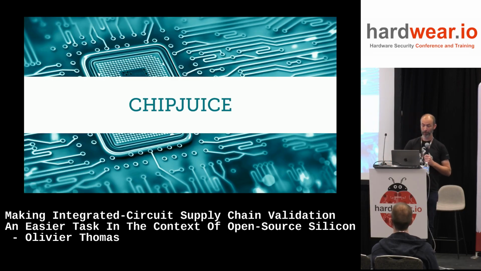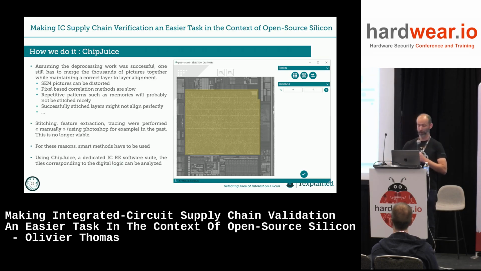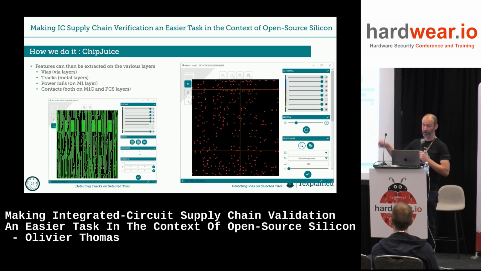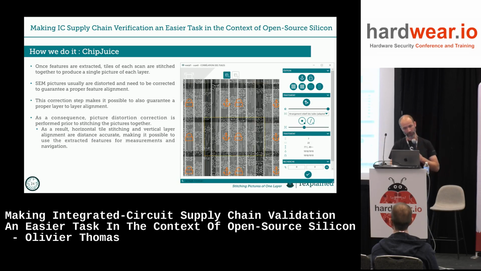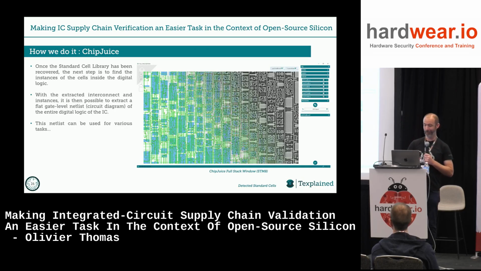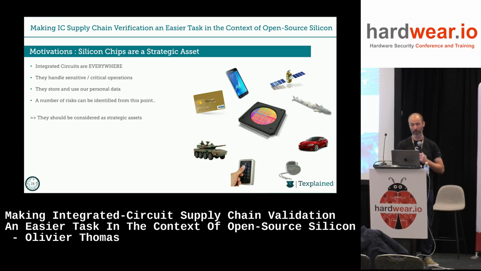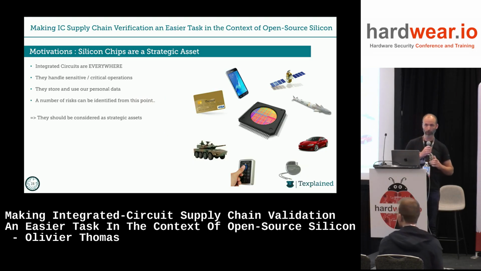Anyway, we use a tool for this, which is ChipJuice. ChipJuice will convert pictures to circuit diagrams. So it will work on digital circuitry mainly. You extract features, you stitch pictures, you extract standard cell libraries of chips. People will not like it. And then basically you can reconstruct the full stack and get to the circuit diagram and the mask set of the chip. So the motivation for me is pretty simple for the talk.